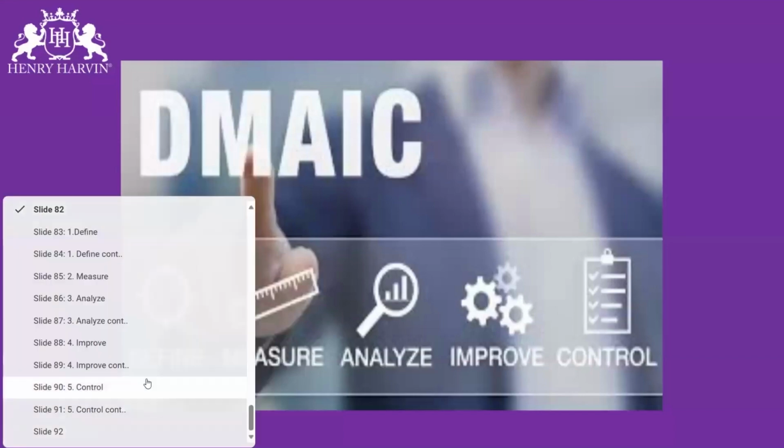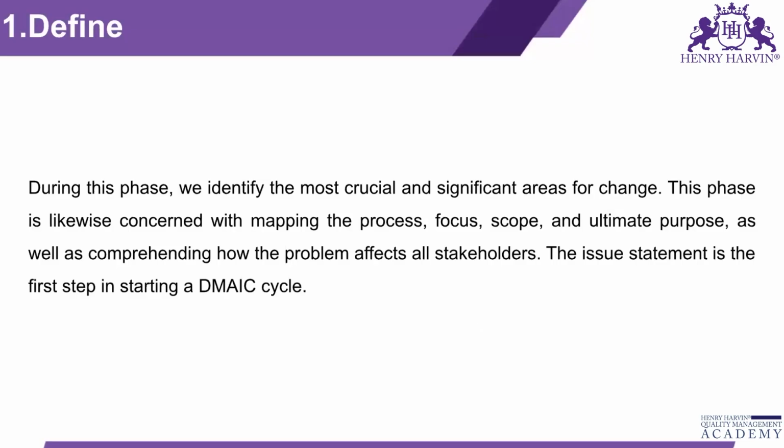Let's understand DMAIC quickly. We just have to go over it overall, just a gist: define, measure, analyze, improve, and control. Let's understand. Kindly continue. During this phase, we identify the most crucial and significant areas for change. This phase is likewise concerned with mapping the process, focus, scope, and ultimate purpose, as well as comprehending how the problem affects all stakeholders. The issue statement is the first step in starting a DMAIC cycle.